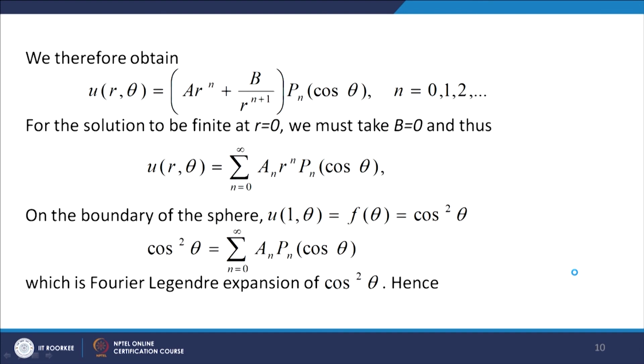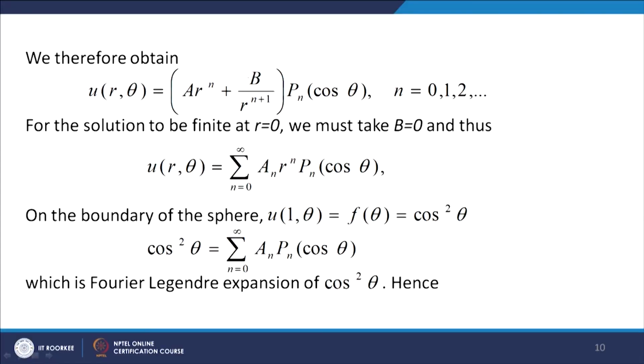So, we can obtain therefore the expression for u(r, θ). u(r, θ) is R(r) into G(θ), so (A r^n + B/r^(n+1)) P_n(cos θ) where n is equal to 0, 1, 2 and so on. Now, because our region includes the origin, r equal to 0, which is the center of the sphere, we want the solution to be finite at r equal to 0. We must take B equal to 0, otherwise if B is not 0, u cannot be finite at r equal to 0.